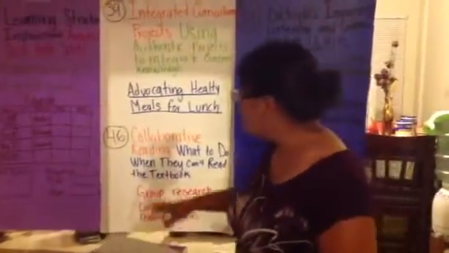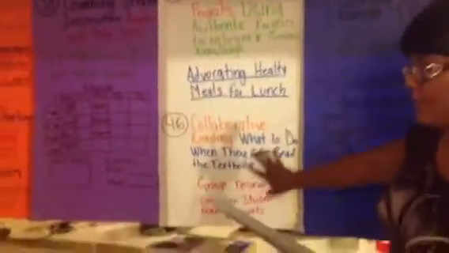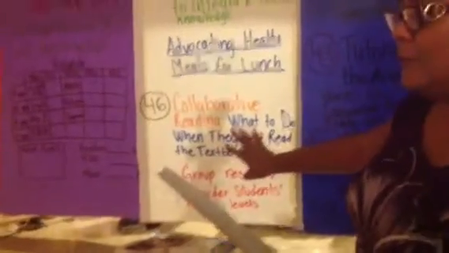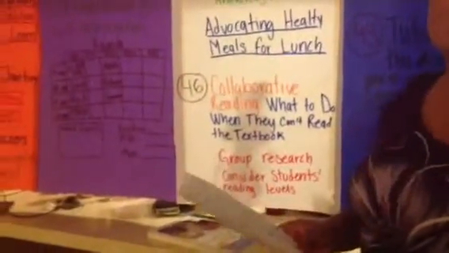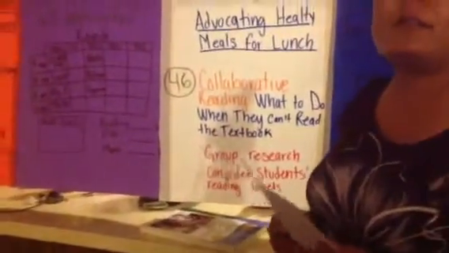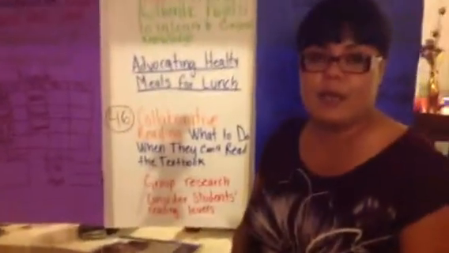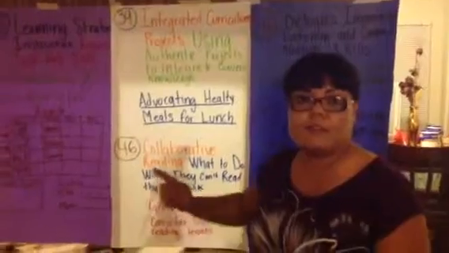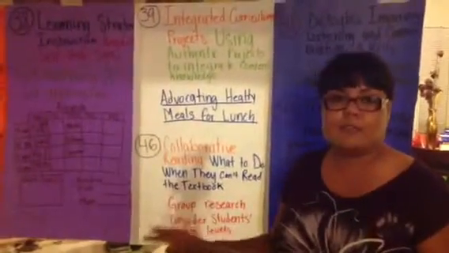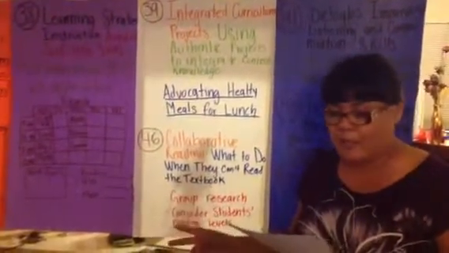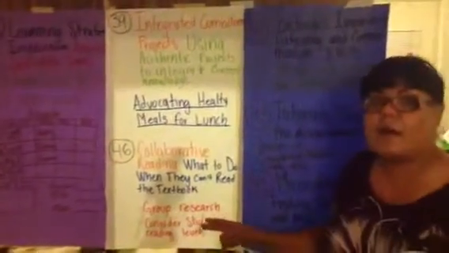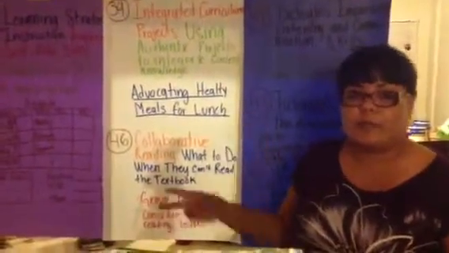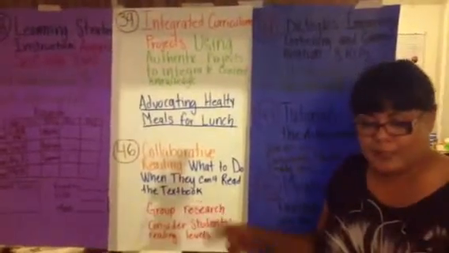The strategy 46 is collaborative reading, and what to do when they can read the textbook. And this is a good point when English language learners begin to read. Some of them start at a different level, and you can take in consideration their levels. You have to select good books that are adapted to their reading levels.